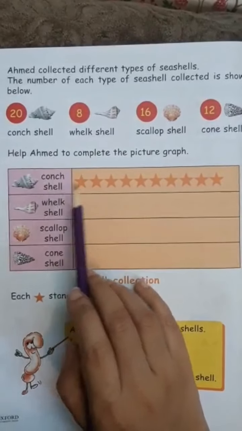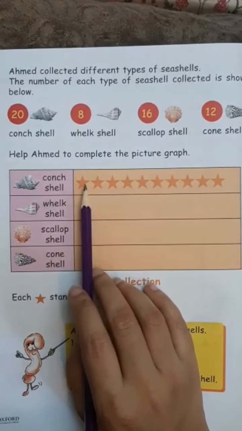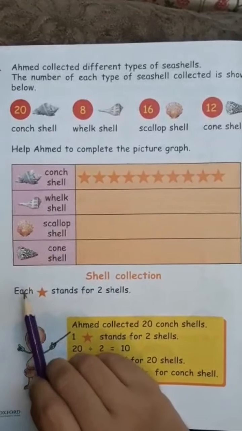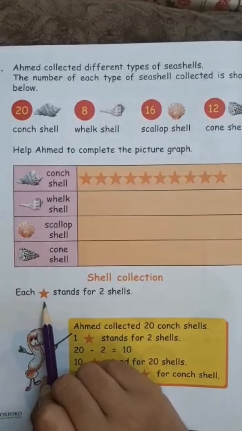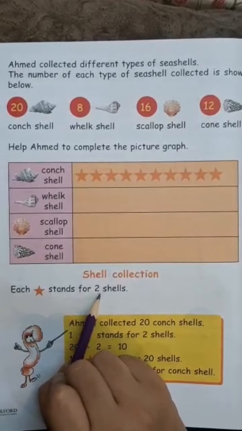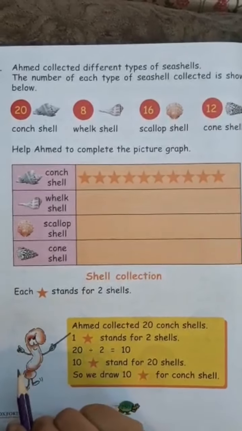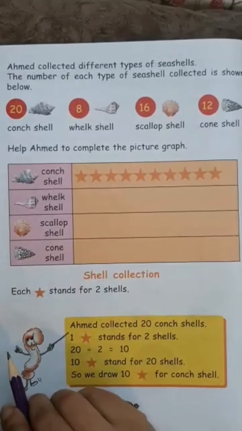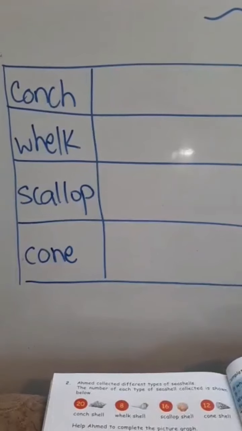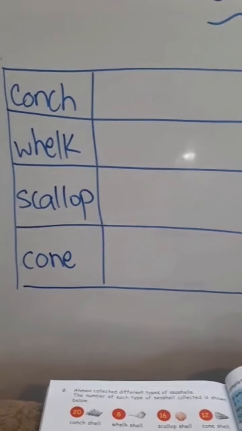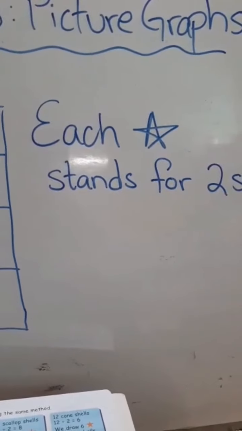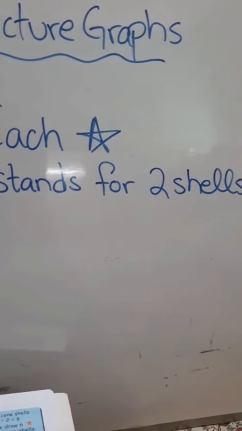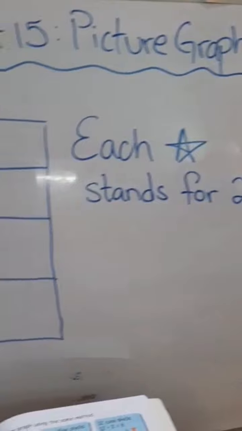So, conch shell, he is representing them with stars. At the bottom, he's written each star stands for 2 shells. Let's do a little bit of working, you guys, on the board. Okay, you guys, so I have a little chart on the board that I made, and it says each star stands for 2 shells. Okay?